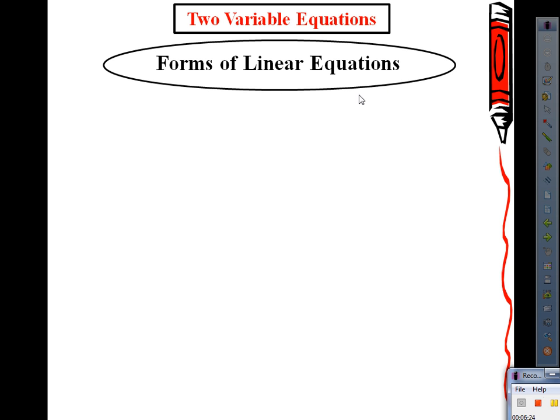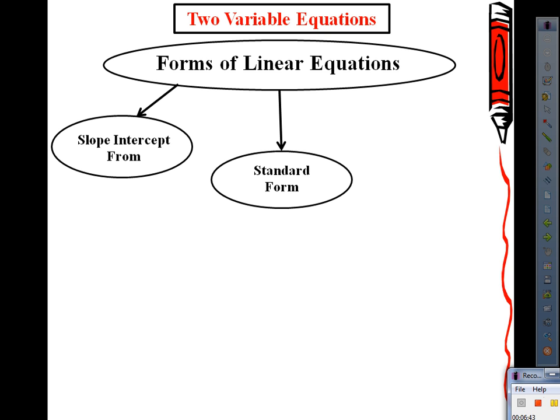Today we're going to cover three different forms of linear equations that two years ago some of you were going through and got confused because it was going back and forth. But I'm going to clarify that today. The first form is called slope-intercept form. Who remembers that? Okay, good. Second form is called standard form.